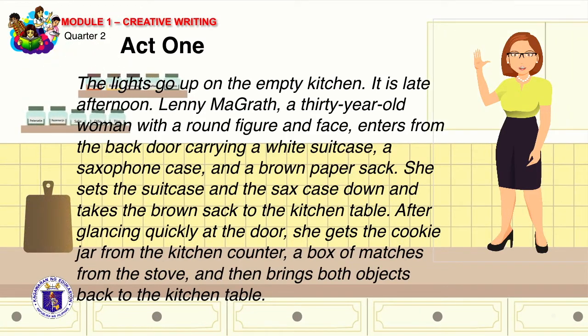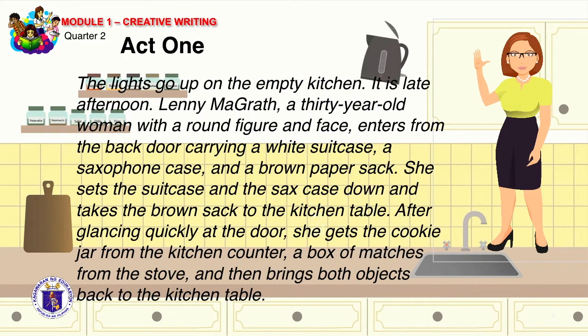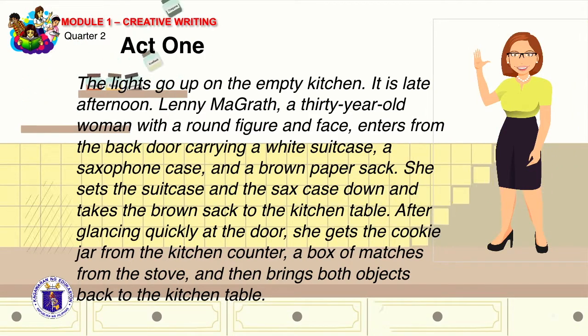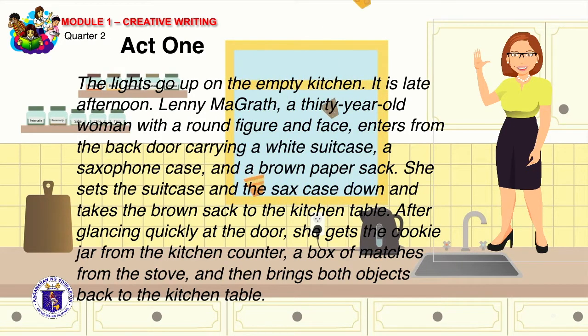The lights go up on the empty kitchen. It is late afternoon. Lenny McGrath, a 30-year-old woman with a round figure and face, enters from the back door carrying a white suitcase, a saxophone case, and a brown paper sack. She sets the suitcase and the sax case down and takes the brown sack to the kitchen table. After glancing quickly at the door, she gets the cookie jar from the kitchen counter, a box of matches from the stove, and then brings both objects back to the kitchen table.